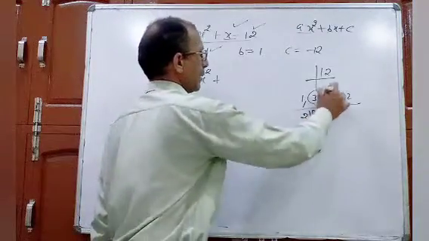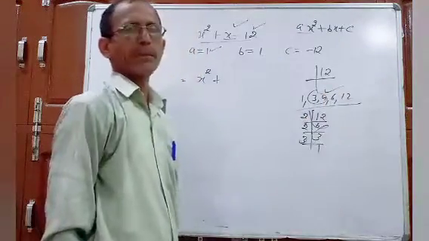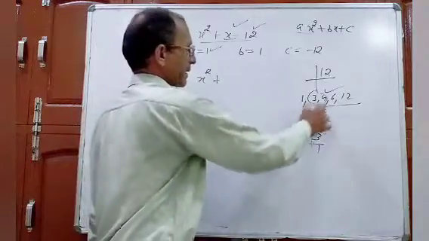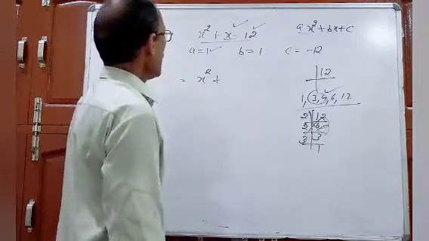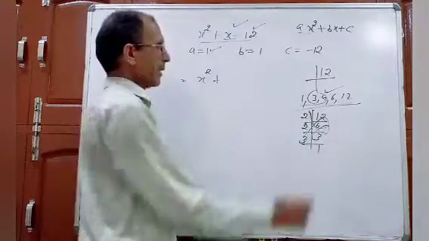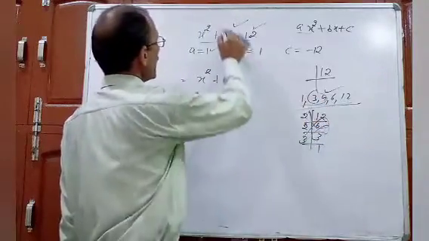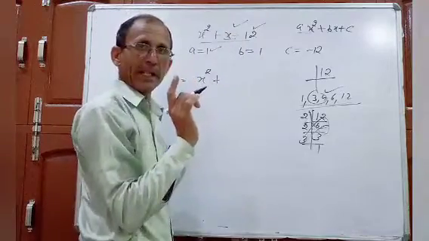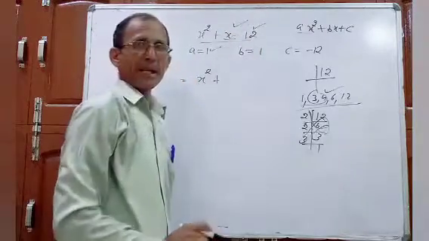This will not be possible. Make all the factors. 3, 4 not prime. So make all the factors: 1, 3, 4. Now we have to select. These are possible factors of 12. Now 3 and 4: the sum should be plus 1 and the product should be minus 12.